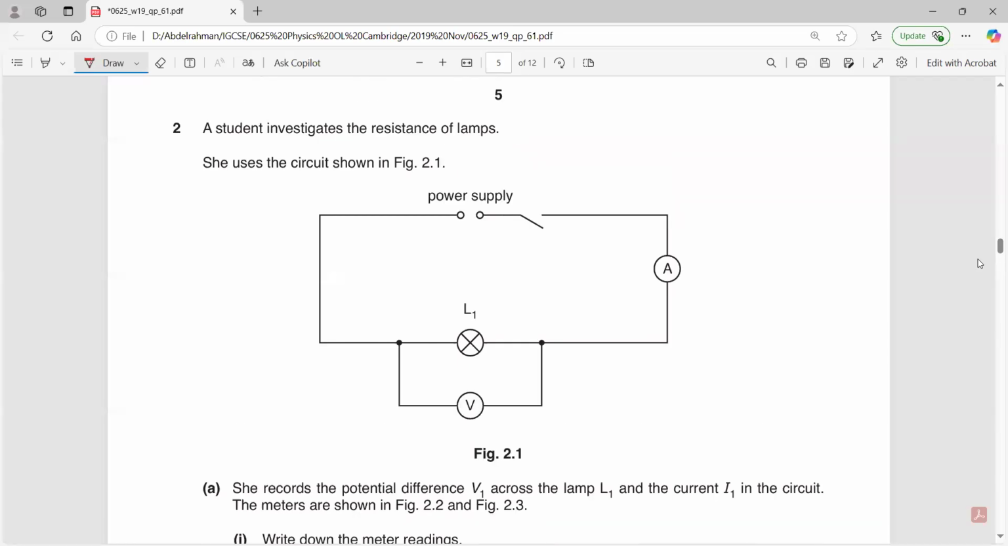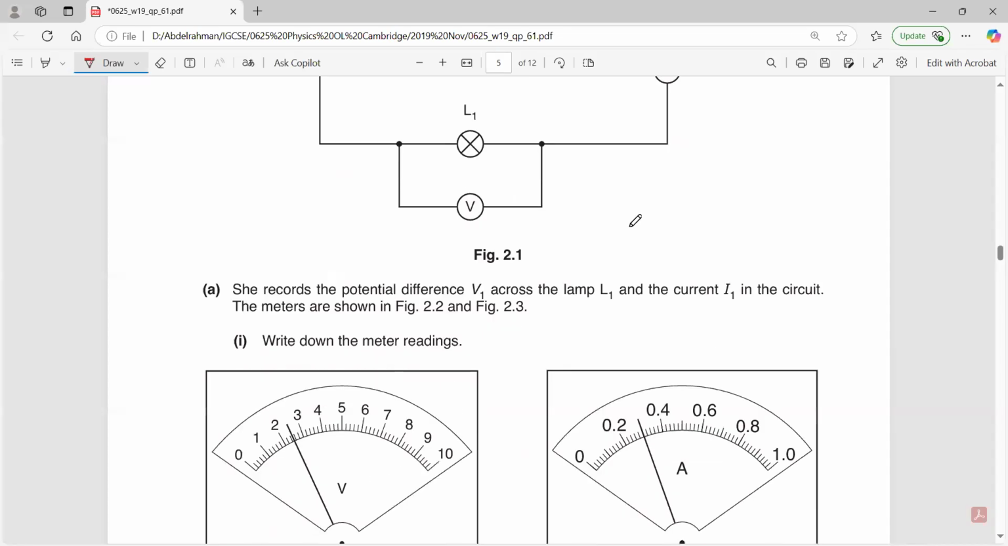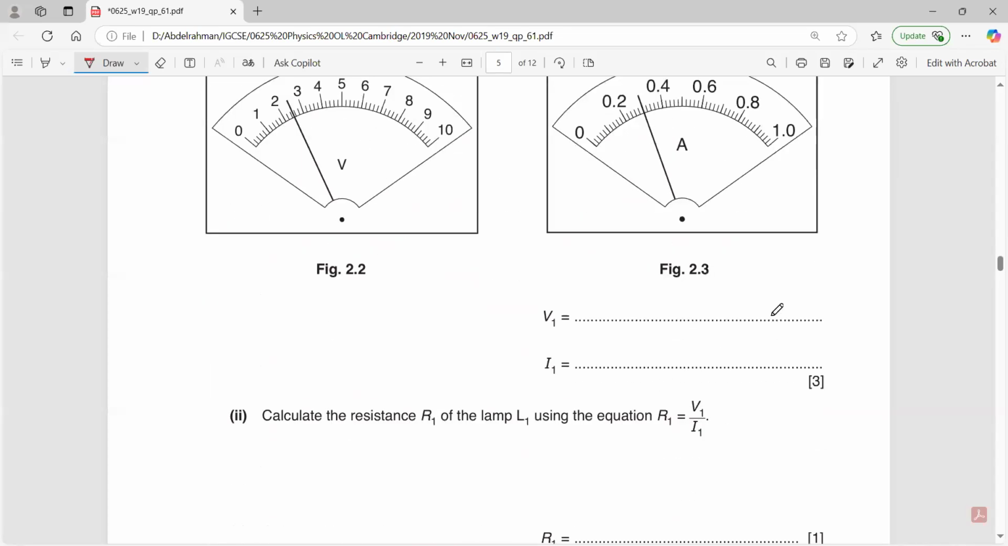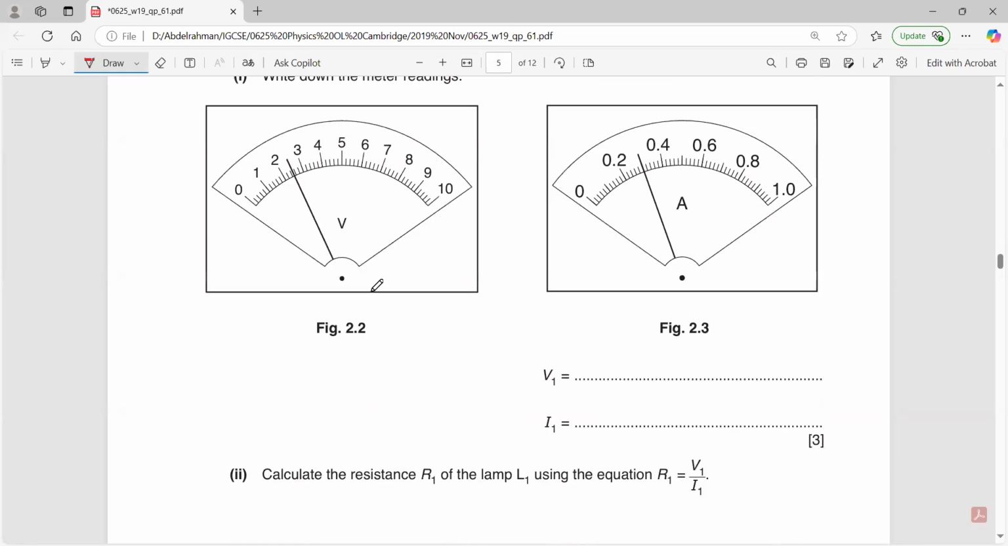She's investigating the resistance of lamps. She needs to find the resistance of lamps. I have lamp L1 and then I have an ammeter and a voltmeter. Can I take the readings of the voltmeter and ammeter and then find the resistance? Yes, I definitely can do that. What is the reading of the voltmeter? The reading is in between 2.4 and 2.6, which is 2.5 volts.